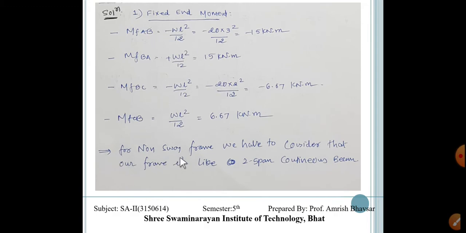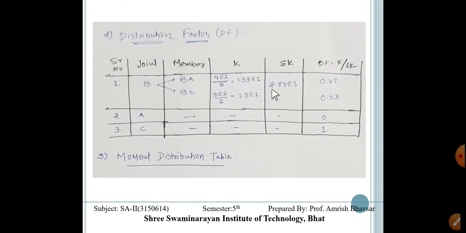For the non-sway frame, we have to consider that our frame is like a two span continuous beam, as we discussed. So the next step is finding out the distribution factor, and this distribution factor depends on the stiffness of the member, support condition of the member, and EI of the member. Okay, so the B joint is our common joint for the two spans AB and BC. So here the first joint is B, and B has two members, that is BA and BC, right?